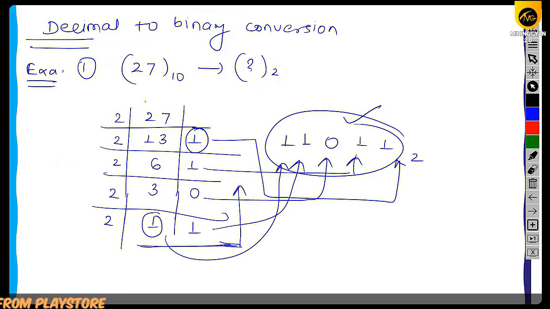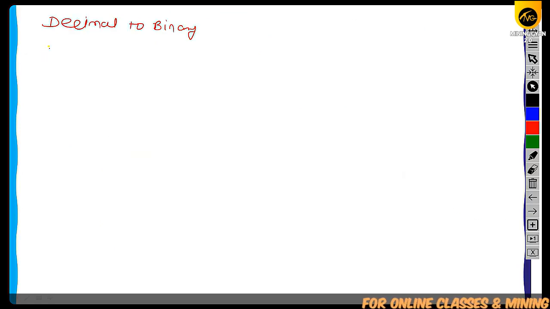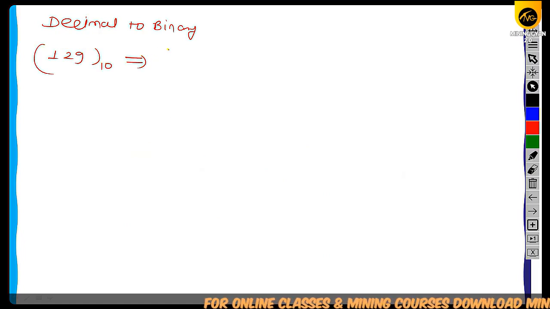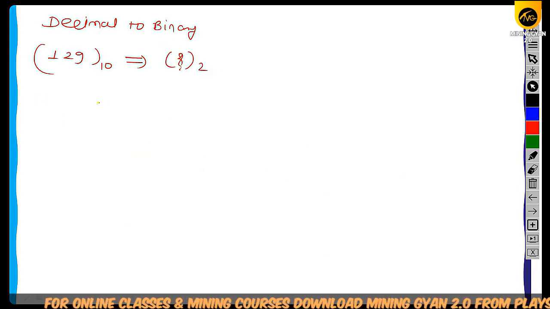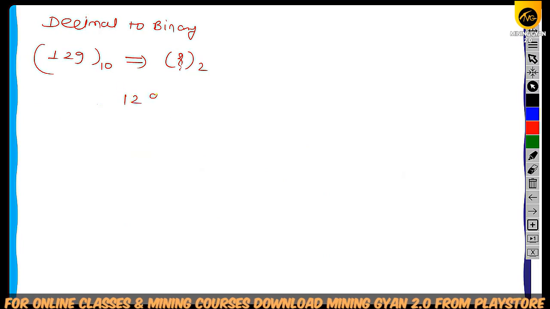Okay, so is it clear? Now suppose the next example is the number 129, which is a decimal number, to convert into a binary number. Again you can follow the same procedure: 129 divided by 2. Always remember to divide by the base number of the number system. The binary number system's base is 2, so that's why we have to divide by 2.